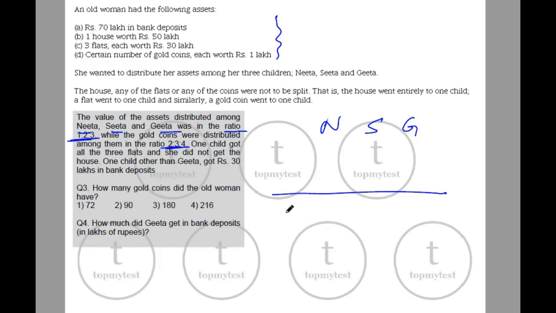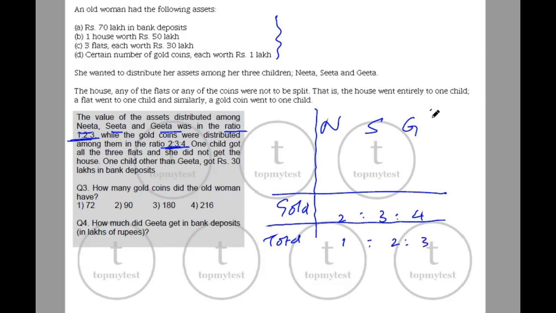Now the gold comes into the picture, because there's a distribution of gold also. The ratio of distribution of gold among Neeta, Sita, Geeta is 2:3:4, and the total assets are divided in the ratio 1:2:3. So you have bank, house and flat. Bank is worth 70 lakhs, house is worth 50, flats is 3:30.